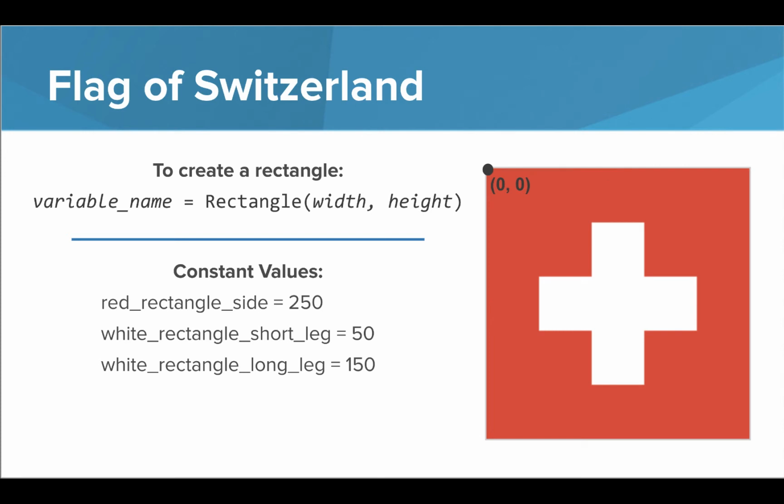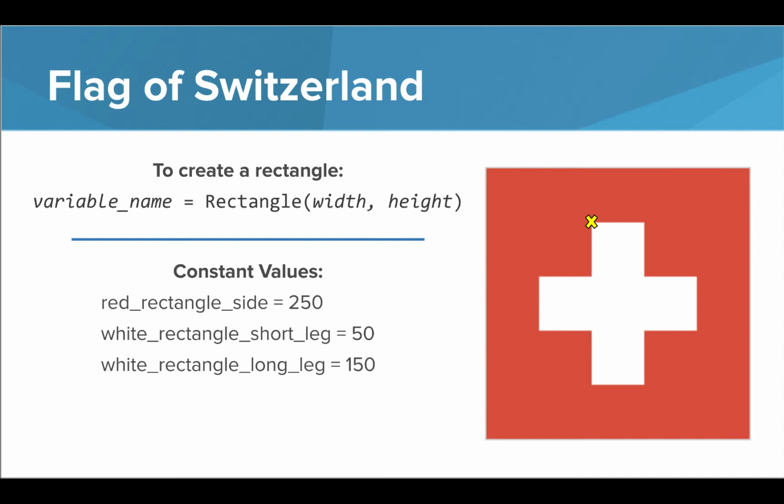This rectangle will be positioned at 0, 0, which is the location it is set to by default, so we won't actually have to do anything for this. We will also need to create two white rectangles, one where the short side is the width, and one where the short side is the height. Let's take a look at where these rectangles should be positioned.